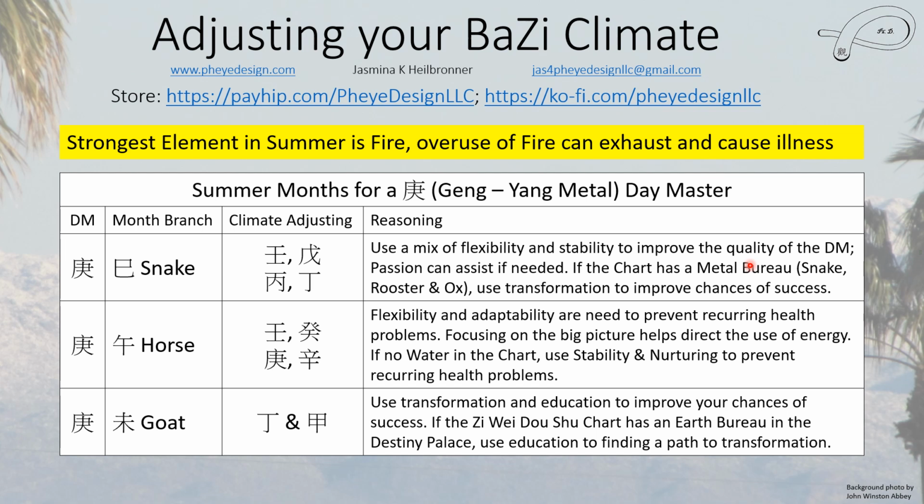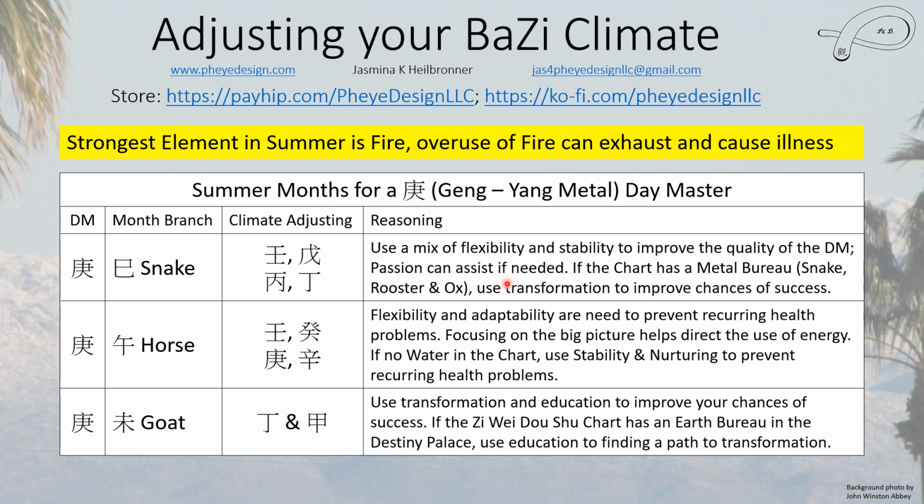Because remember, this is something that the yang metal has an issue with. It can sometimes not just see the big picture, just totally miss it because they're too focused. So this flexibility helps you focus again on the bigger picture. And that's how it improves the quality of your day master. Now, passion can assist if it's needed. If you feel like you don't know what you want, then you look around and maybe you spend that flexible time looking around for a passion.